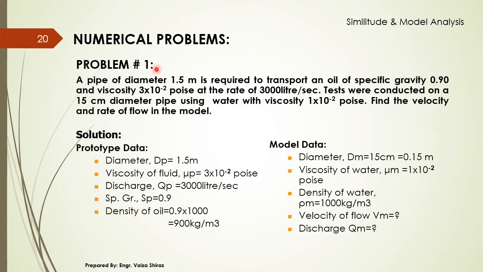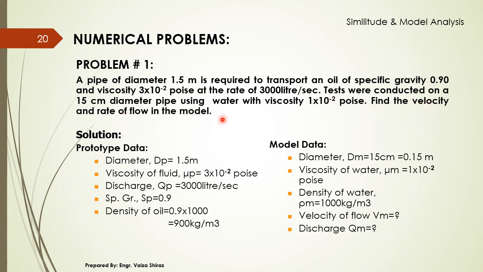Okay, now we will start with the numerical problems. First problem states that a pipe of diameter 1.5 meter is required to transport an oil of specific gravity 0.9 and viscosity of 3 × 10⁻² poise at the rate of 3000 liters per second. Tests were conducted on a 15 cm diameter pipe using water with a viscosity of 1 × 10⁻² poise. Find the velocity and rate of flow in the model.